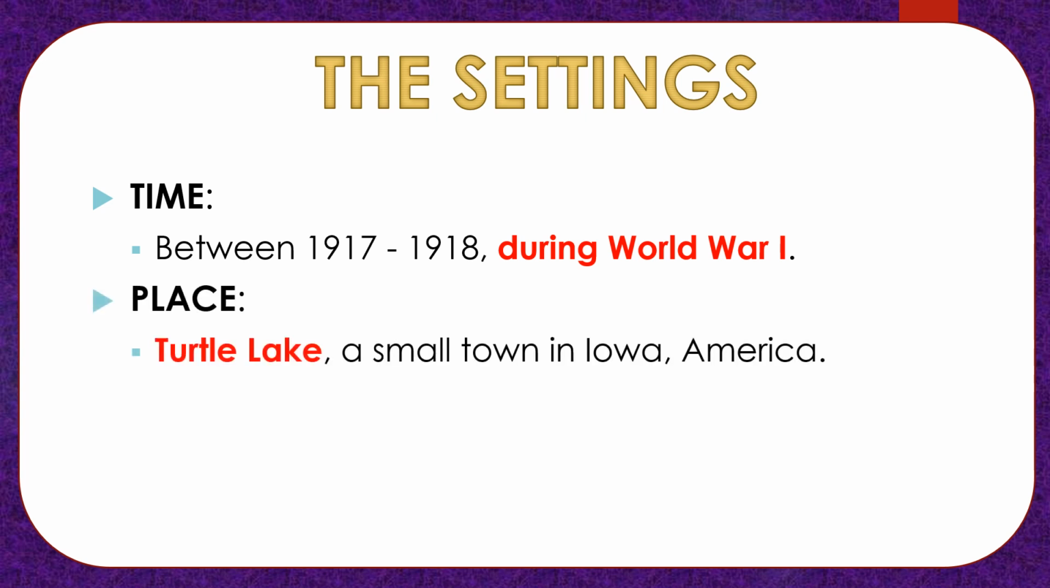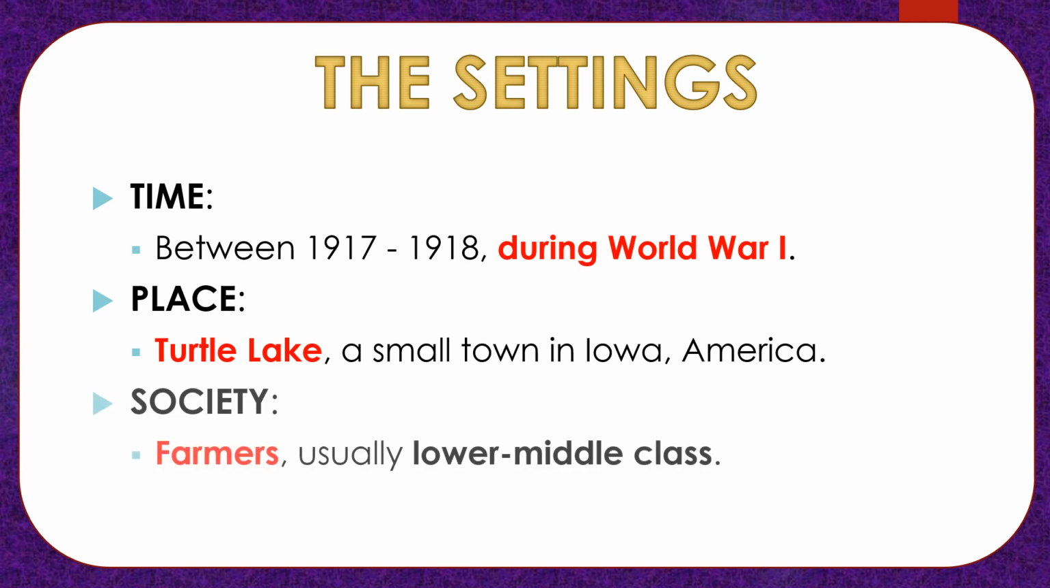And then the next one is the place. The whole thing that happened in the novel, other than some information about Mr. Kilmer, everything else happened in a small town in Iowa, America, and the place is called Turtle Lake. All right, remember this, the name of the place. You should not get it wrong. Okay, Turtle Lake.